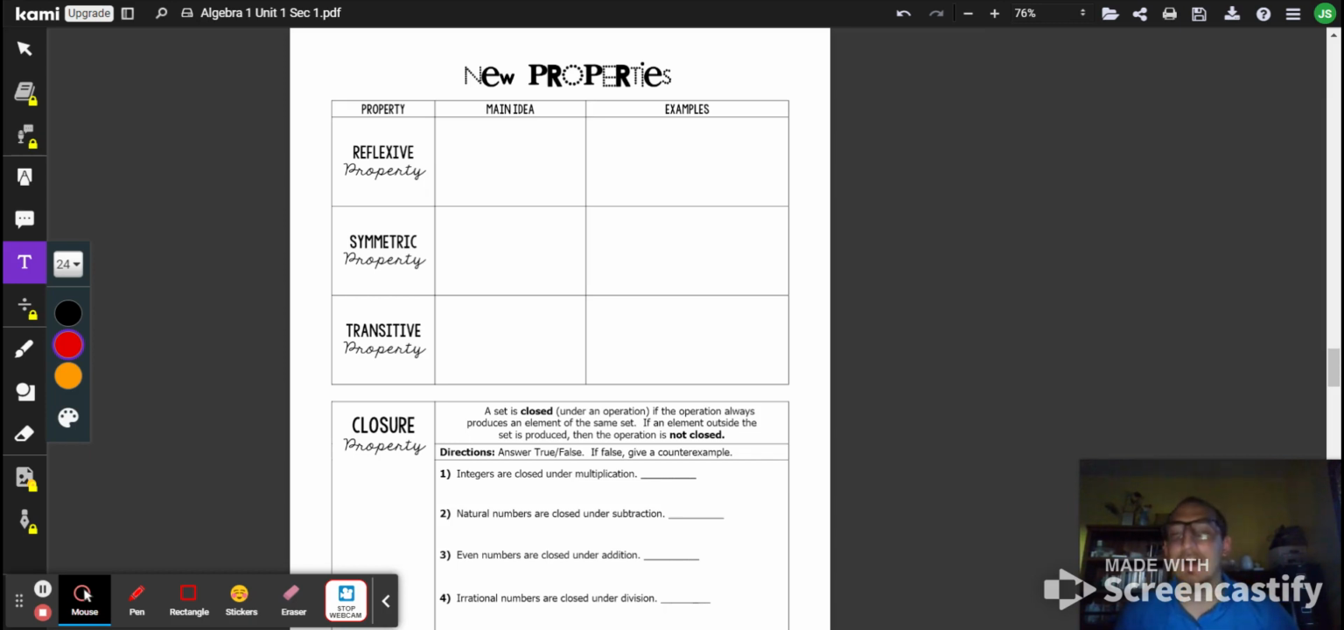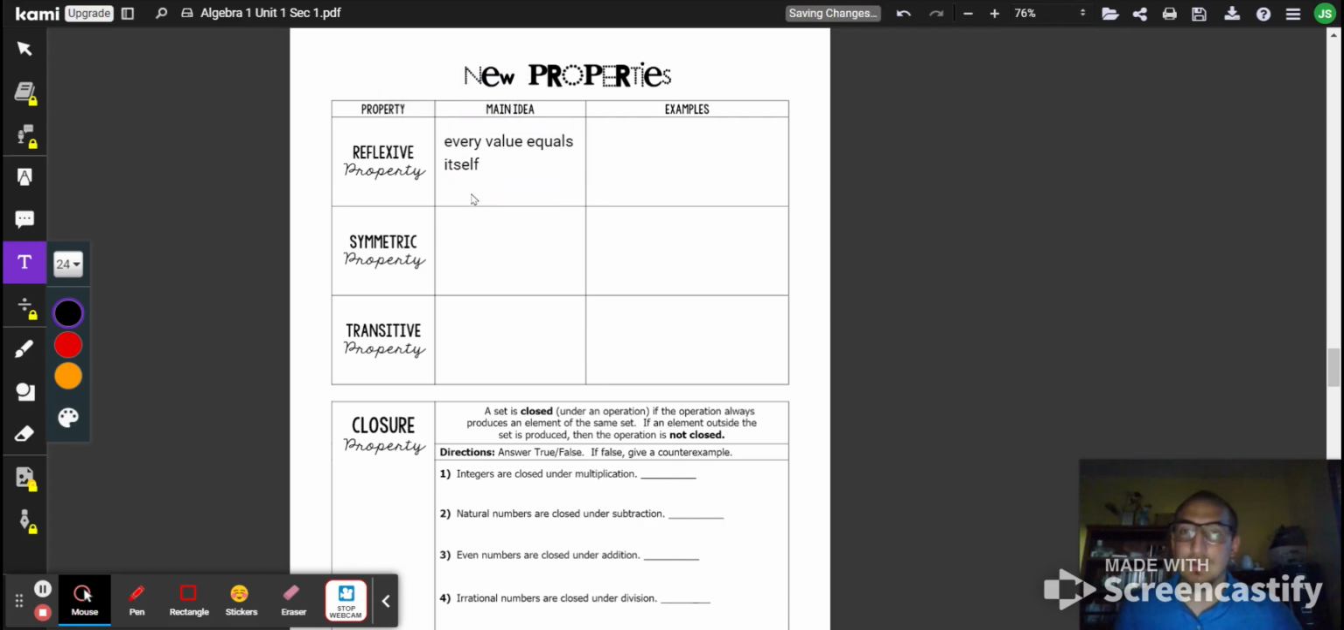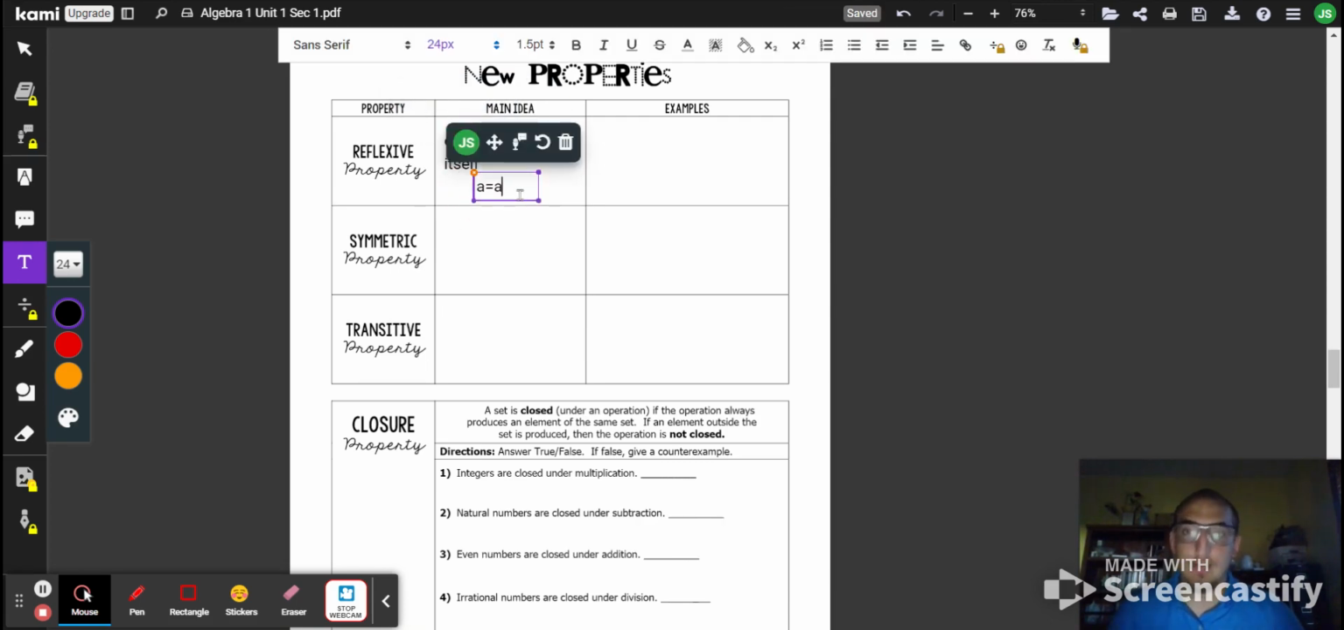Sorry. So today I'm going to finish out the last properties of real numbers. And so let's start with the reflexive property. The reflexive property says that every value equals itself. Every value equals itself. So an example of this would be A equals A.